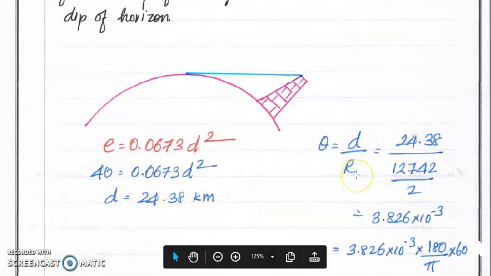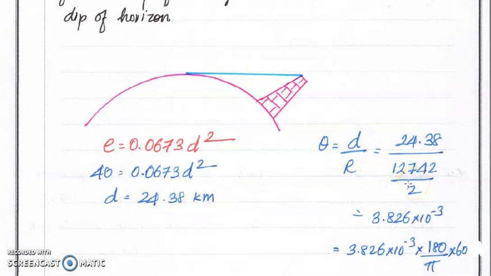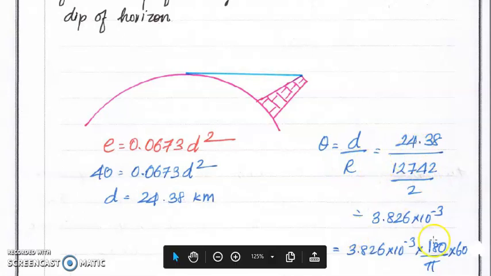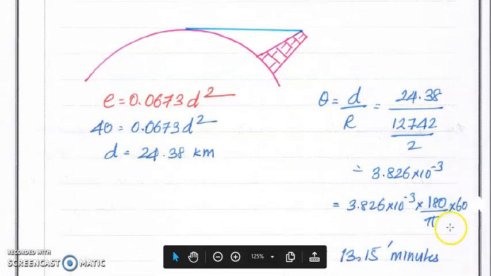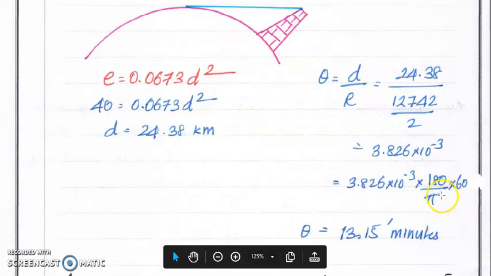R is nothing but the radius of the earth, the average radius. So average diameter 12,742 kilometer divided by 2 to get R. So finally you can get theta, which is in terms of radians. It has to be converted into minutes. We know the conversion procedure. So theta equal to 13.15 minutes.